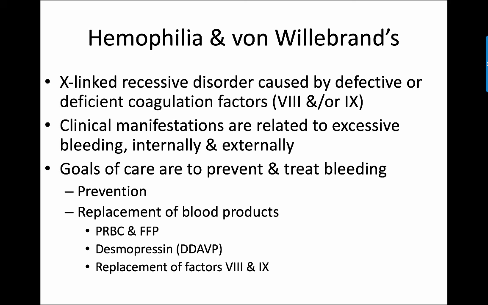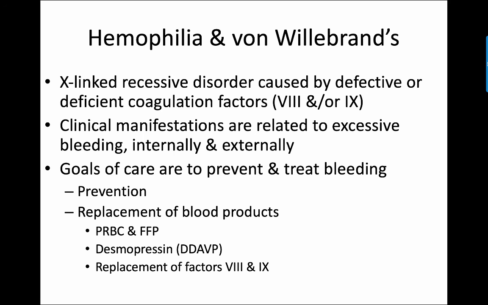Hemophilia is X-linked, and von Willebrand's. Those are X-linked recessive disorders. You essentially have defective or deficient coagulation factors, usually 8 and or 9. So really this occurs because you have a loss of these coagulation factors because they aren't made readily. When you have bleeding, you can't stop the bleeding, so the clinical signs are really related to excessive bleeding, both internally and externally. So really the treatment when you have hemophilia is prevention of bleeding, but if you do get injured, we have to stop the bleeding.